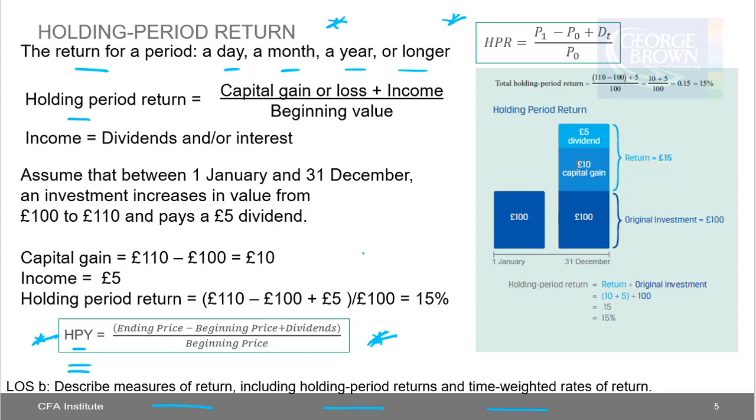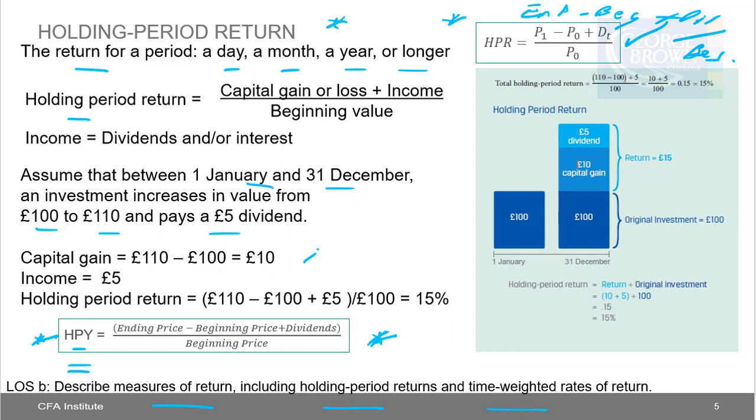But you can see there's different languages: capital gain or loss plus the income, ending price, beginning price, dividends. That's why I believe that understanding the algebraic formula, just summarizing it down to ending minus beginning plus dividend divided by beginning, and you're good to go. Okay, so anyhow, the example in the text is, assume that between 1st of January and 31st December, so that's 1 year, investment increased in value from £100 to 110, and it paid a £5 dividend.